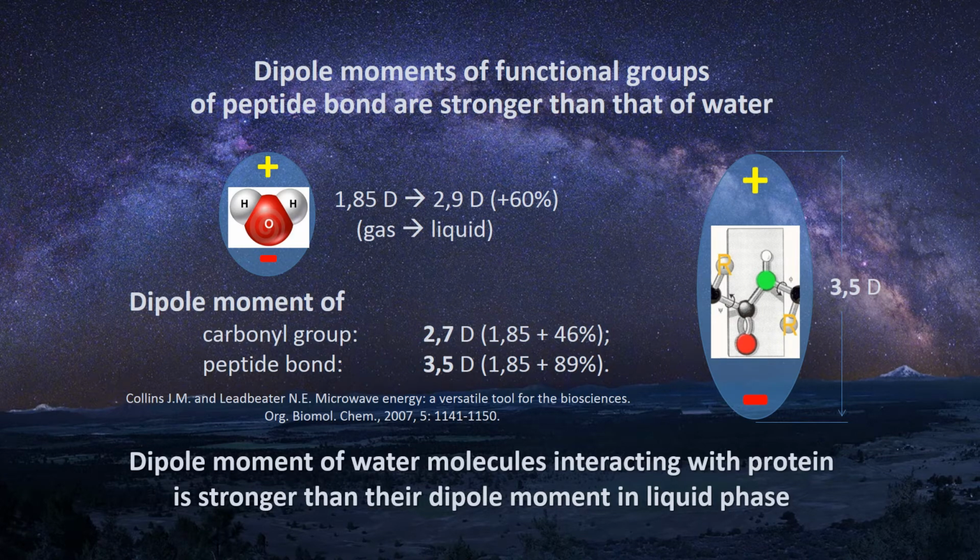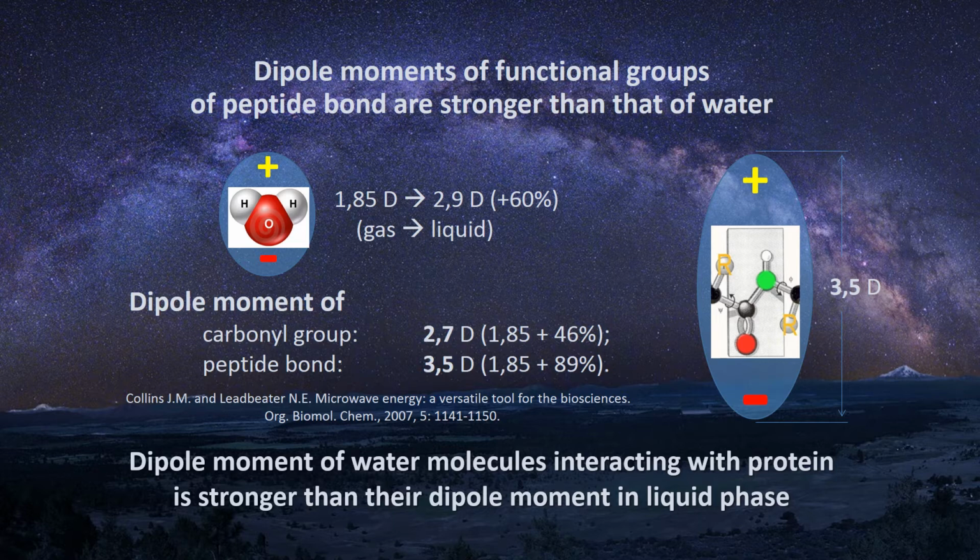Dipole moment of water is not a constant value. In transition from gaseous to liquid phase, its dipole moment is increased by 60%. This is a result of dipole-dipole interactions between water molecules in the liquid phase. During these interactions, water molecules are polarized more than in the gas phase, and thus their dipole moment increases. If water molecules interact with a stronger dipole than itself, it will lead to even greater polarization of the water molecule and to an even greater increase in its dipole moment.